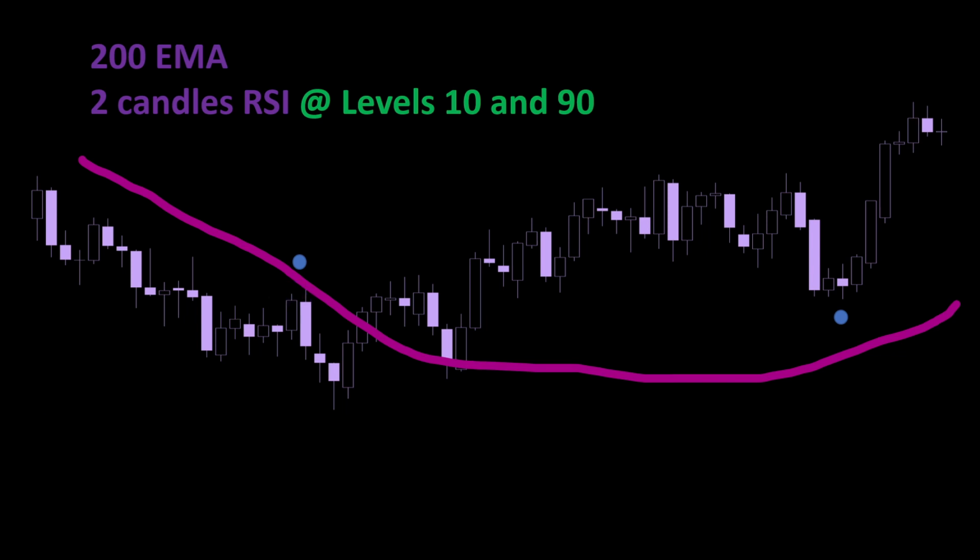Then on the right side of this graph, we have an uptrend because the price is trading above the 200 EMA. And at this particular candle, we have an RSI level that is below 10. So we have our entry position for our buying trade.